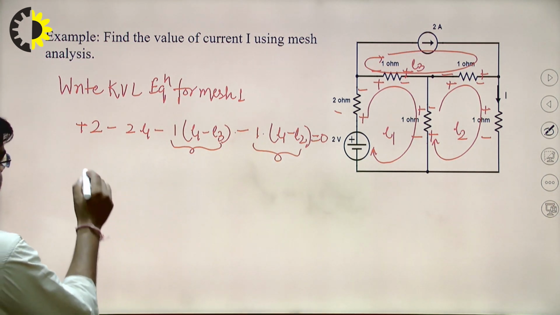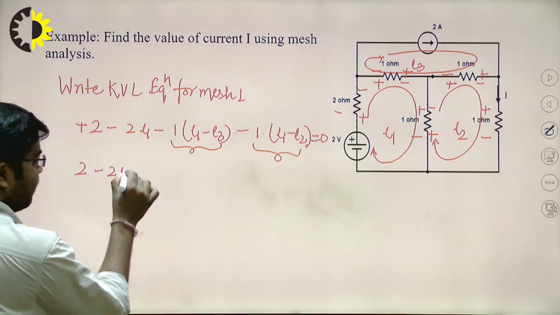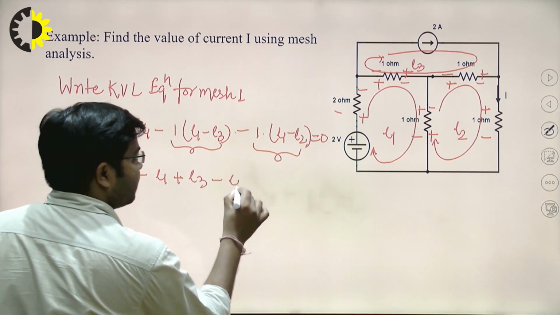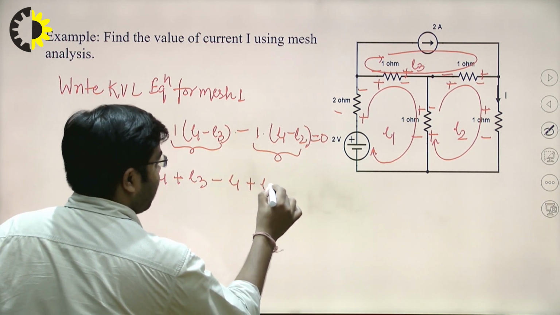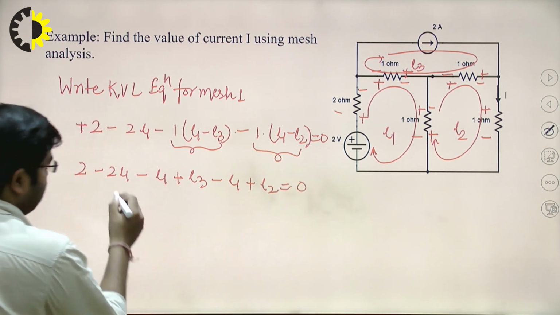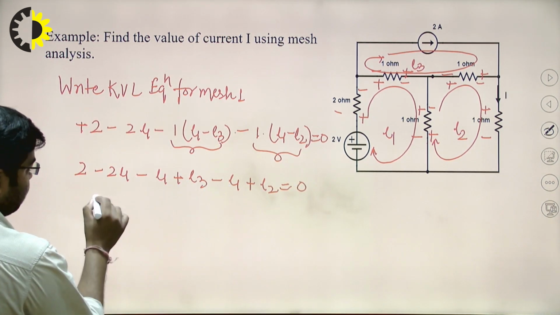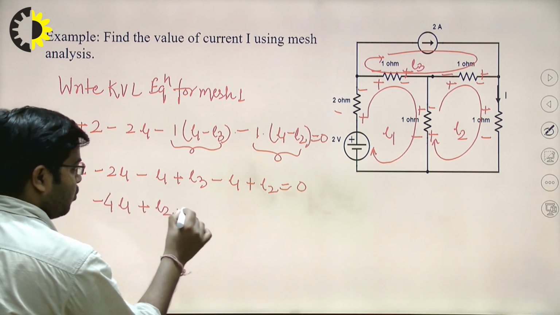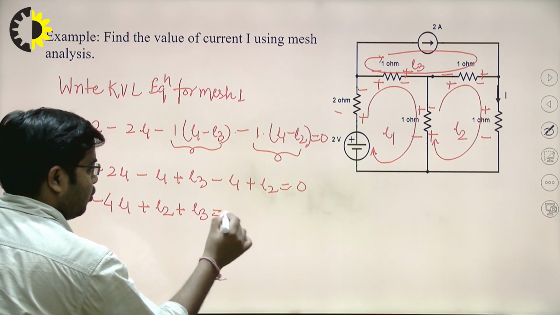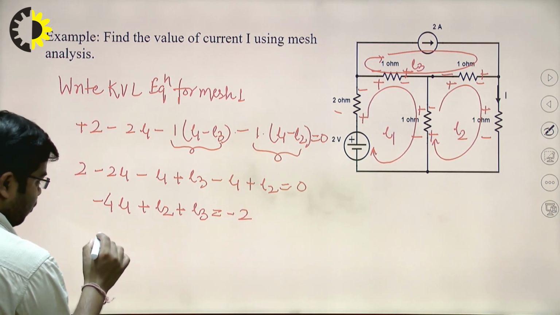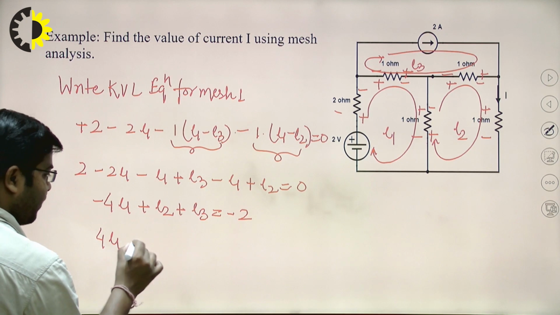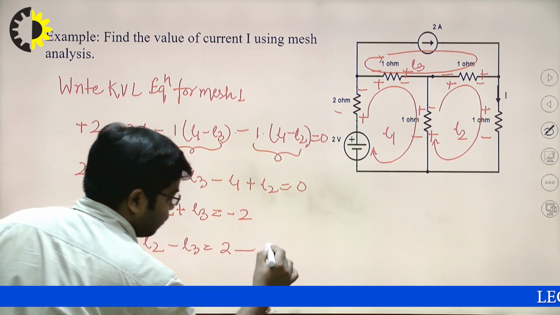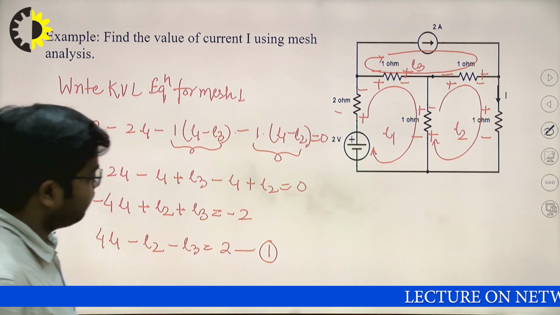Now rearrange this equation. So 2 minus 2I1 minus I1 plus I3 minus I1 plus I2, that is equal to 0. So 2I1 minus I1 minus I1, so it will be minus 4I1 then plus I2 plus I3, that is equal to minus 2. Okay. So you can write 4I1 minus I2 minus I3, that is equal to 2. So this is equation number 1.